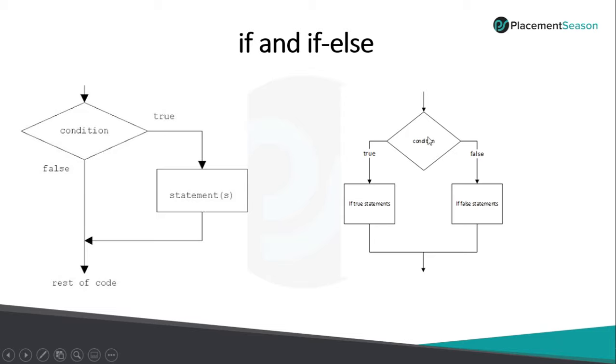In case of if else, if the condition is true, it will execute one set of statements. If the condition is false, it will execute a different set of statements. So in the if case, if the condition is false, it will not execute anything. In the if else case, even if the condition is false, it will execute some set of statements. So this is the basic of if and if else. I will display some code.